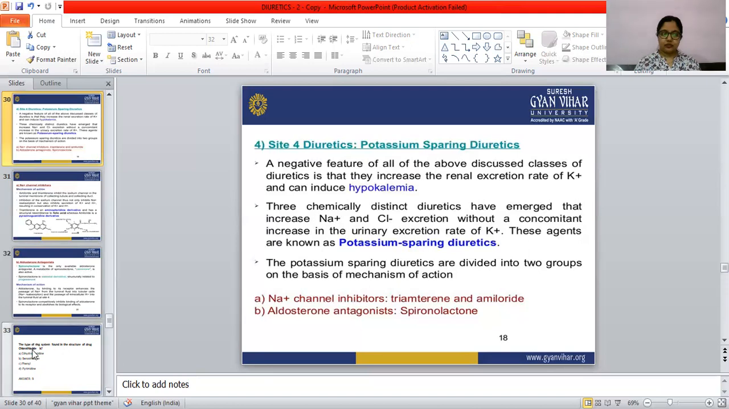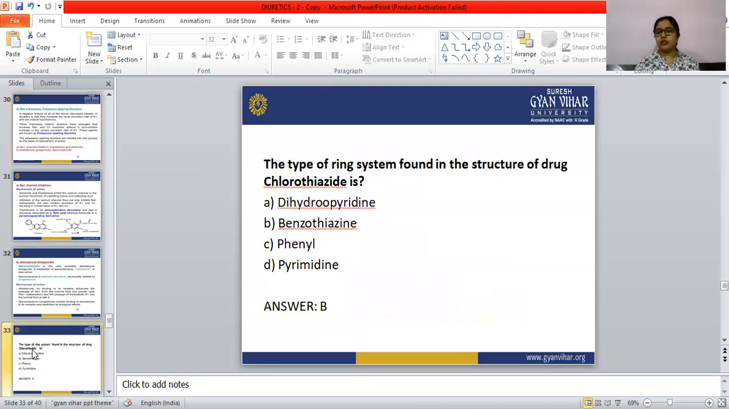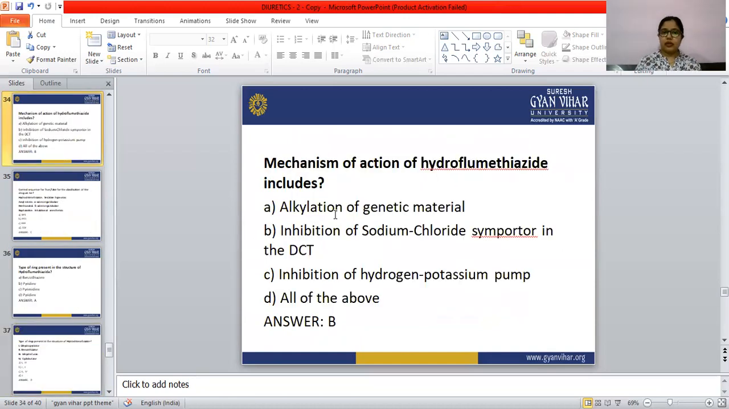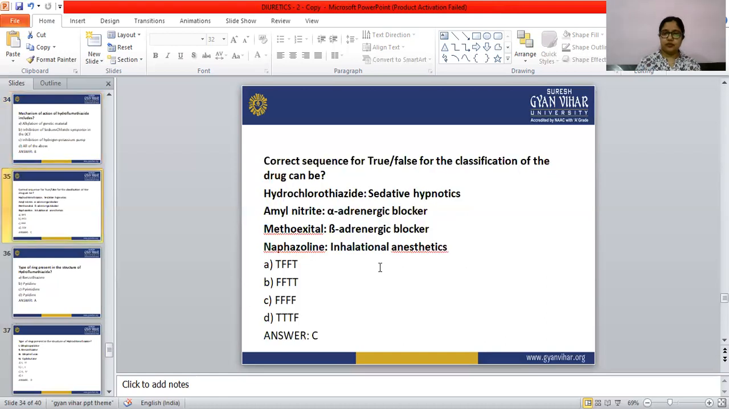Let's see some MCQs regarding the thiazide diuretics. The type of ring system found in the structure of the drug chlorothiazide is the benzothiazine ring. The mechanism of action of hydrochlorothiazide includes inhibition of the sodium chloride importer in the DCT.